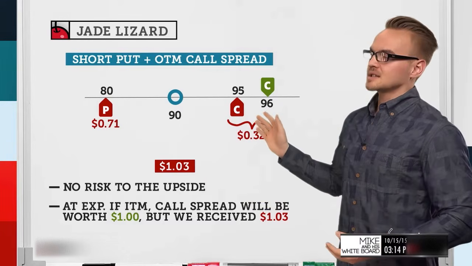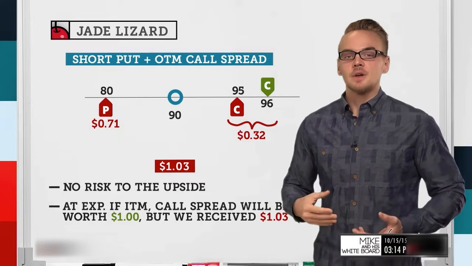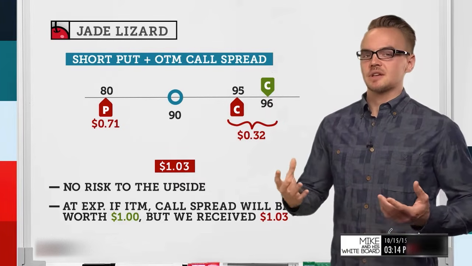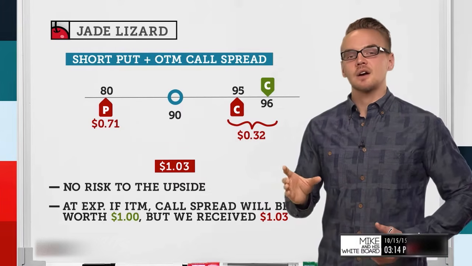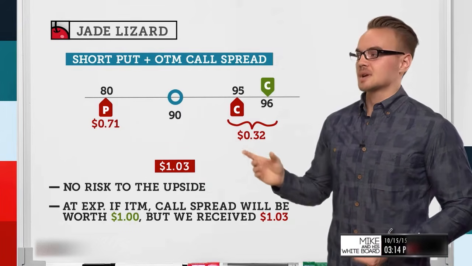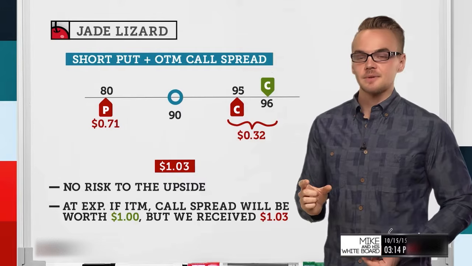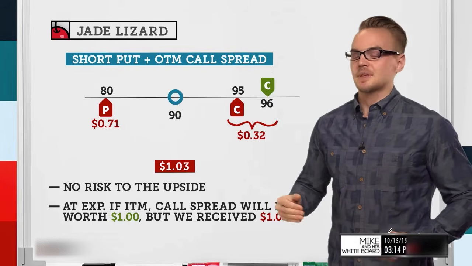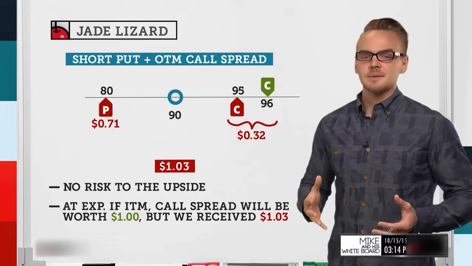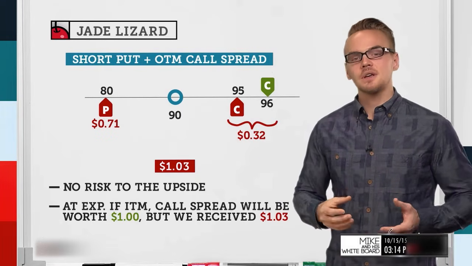However, if the stock price goes above our short call spread, we would probably break even on this trade given commissions. So we'd have an extra 3 cents since we'd have to buy back that call spread for $1, since it would have $1 of intrinsic value. And we'd be able to pay for the commissions with our extra 3 cents here. Now, this is a great trade because if we want to own the stock, we can own it at a lower price.